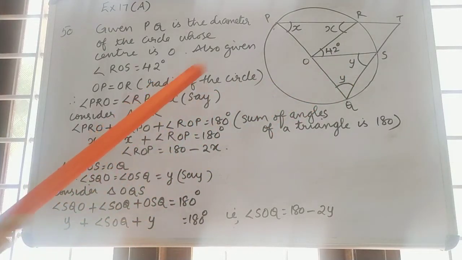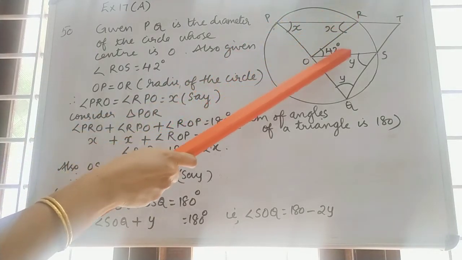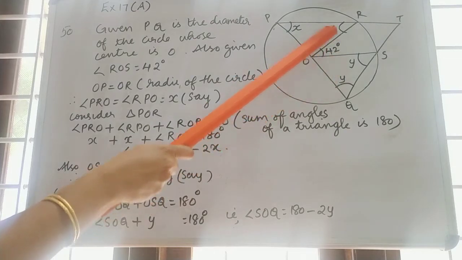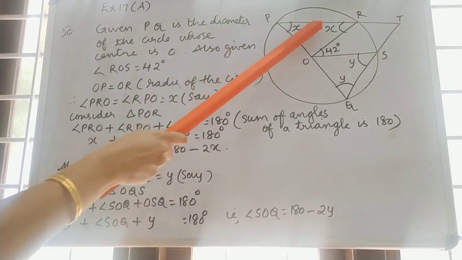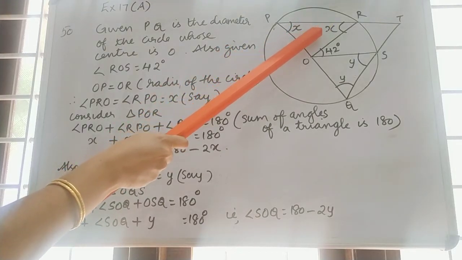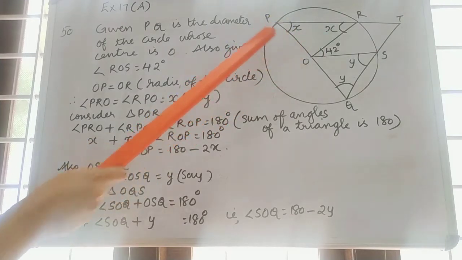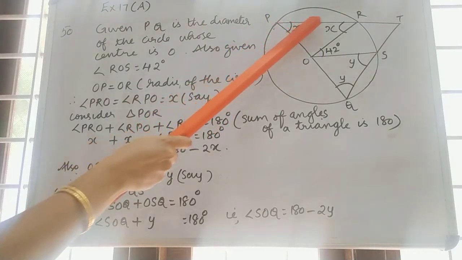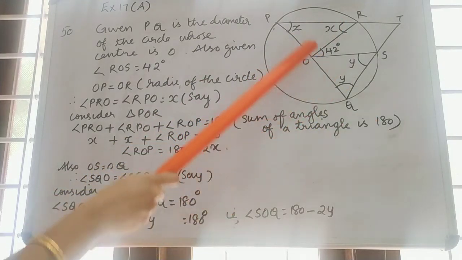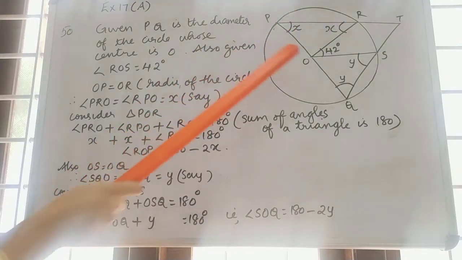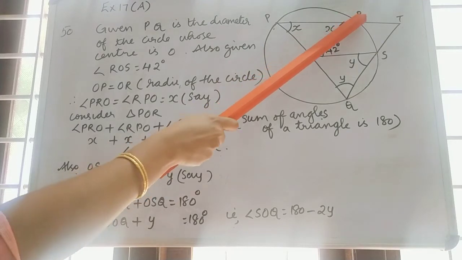First we mark x and consider this triangle POR. We know the sum of angles of a triangle is equal to 180 degrees. So what about angle ROP? x plus x plus ROP is 180 degrees. x plus x is 2x. So 2x plus ROP is equal to 180 degrees. So what about ROP?